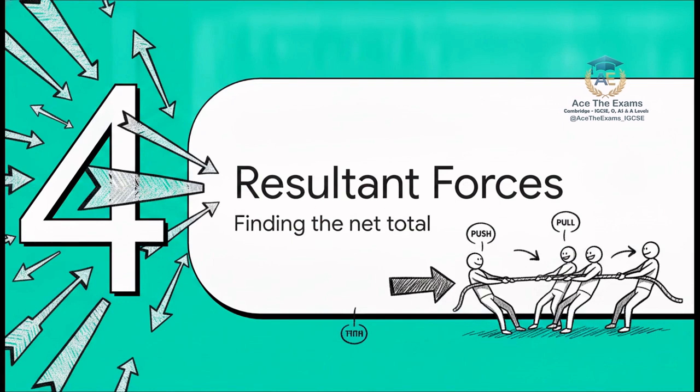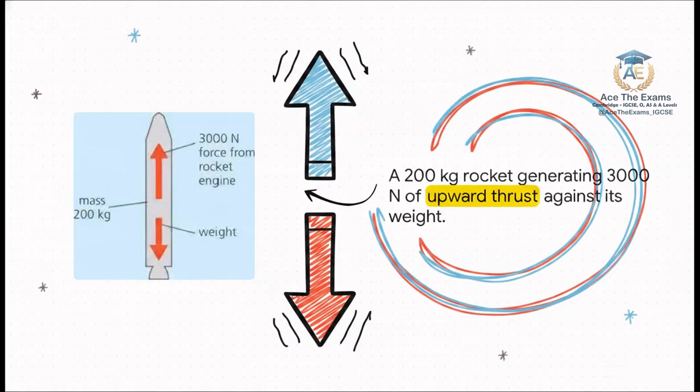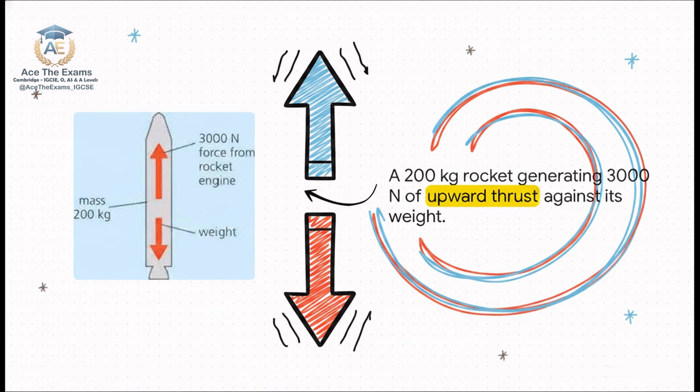Okay, let's put this into practice. Section 4. Calculating resultant forces. Let's look at this 200-kilogram rocket. It is a textbook perfect example of opposing forces in action. It has a powerful engine, providing 3,000 newtons of upward thrust. Awesome. But it's also constantly battling against the downward pull of its own weight due to gravity.